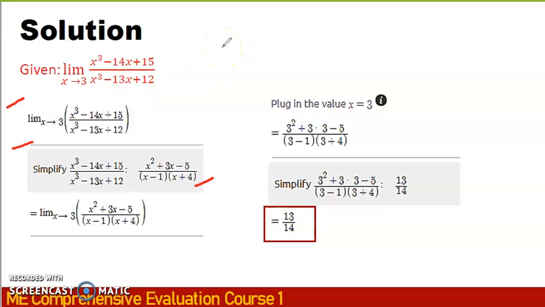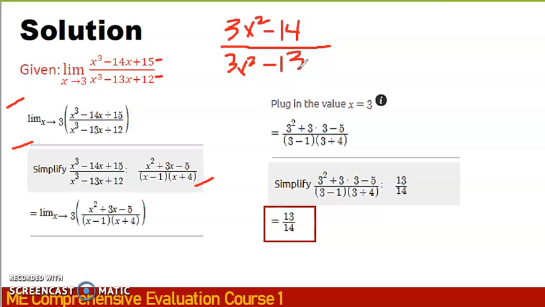All you have to do is differentiate the denominator and the numerator. The derivative of the numerator, x cubed minus 14x plus 15, is just 3x squared minus 14. Derive it individually, not as a whole function. Otherwise we would use the quotient rule, but we will just derive separately. So derive the denominator, that's why we have 3x squared minus 13.